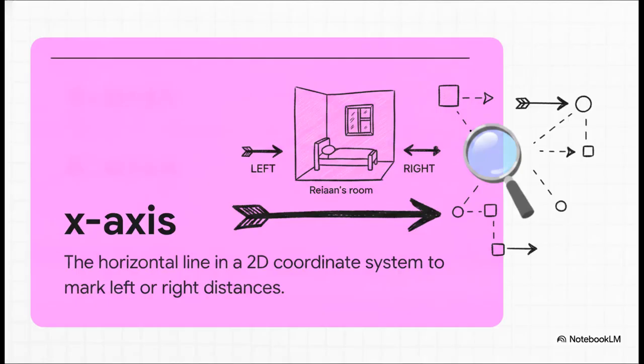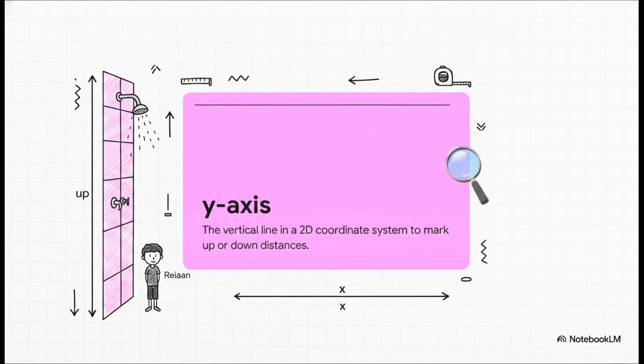Let's quickly define the parts of this skeleton. Think of the x-axis as the bottom horizontal wall of Rian's room. This horizontal line in our two-dimensional coordinate system is simply used to mark distances moving side to side, so left or right. Right alongside that, the y-axis acts exactly like the left vertical wall of Rian's bathroom. It's the vertical line intercepting our horizontal line, giving us our up and down measurements.